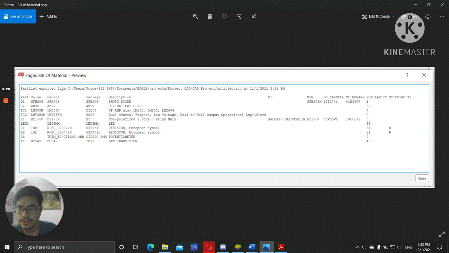Now moving on to the bill of material used. This is the bill of material that is in use. We have used parts and values: a photodiode, a 9-volt battery clip, an LM358 comparator, then a dual general purpose low voltage rail output amplifier, a non-polarized relay button. We use the LED, two resistors with a value of 10 kilo ohm, then a potentiometer and an NPN transistor.